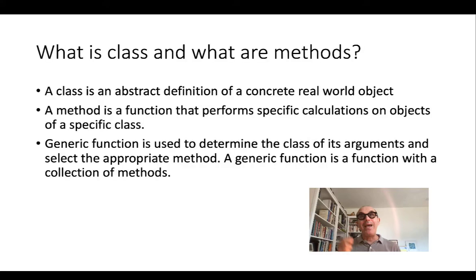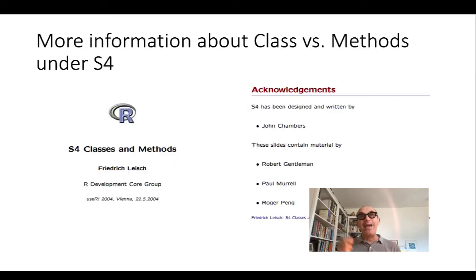So what is a class and what are the methods? A class is an abstract definition of a real object. A method, in comparison to a class, is a function that performs a specific calculation on an object of a specific class. So a generic function is used to determine the class of its argument and select the appropriate method. A generic function is a function with a collection of methods.